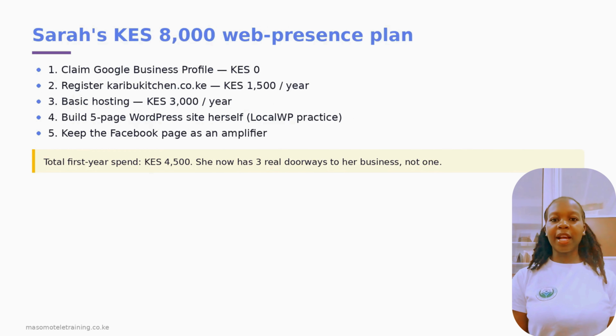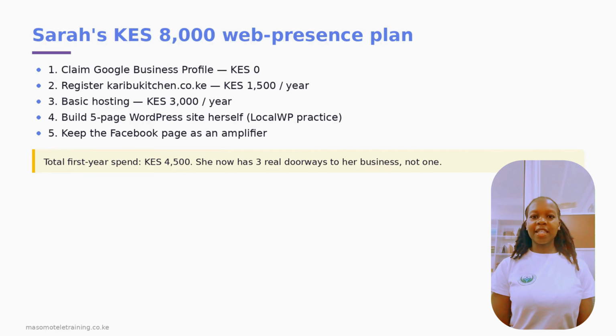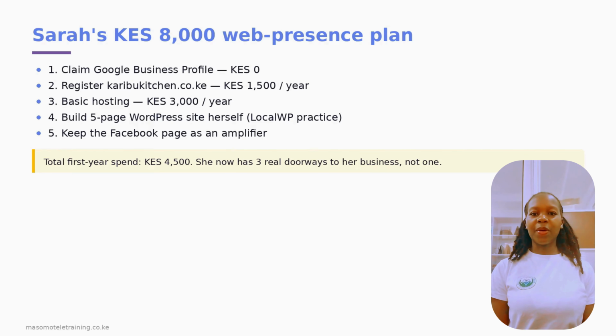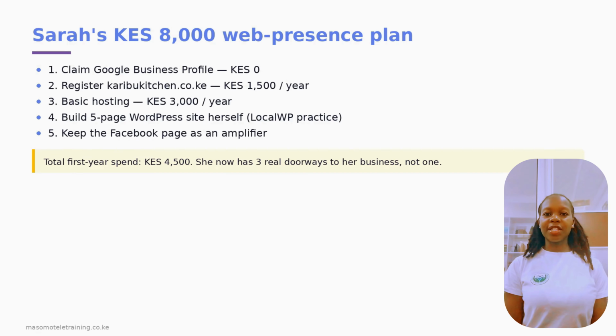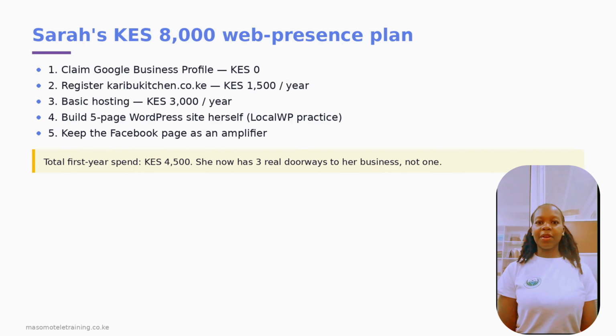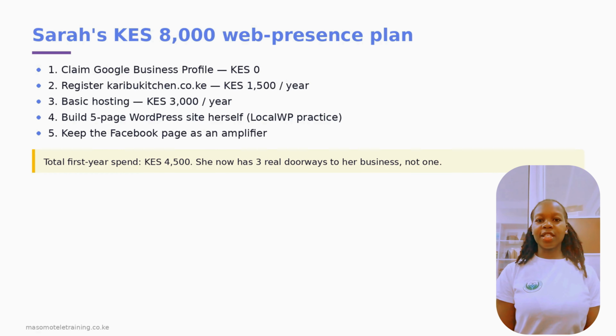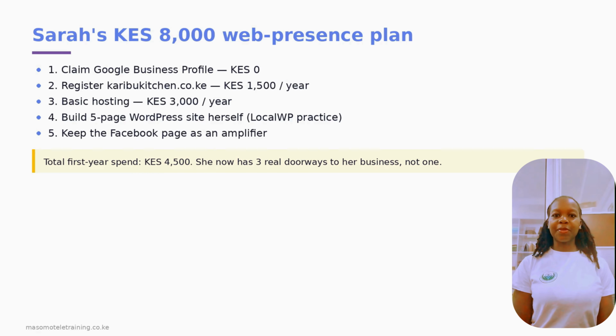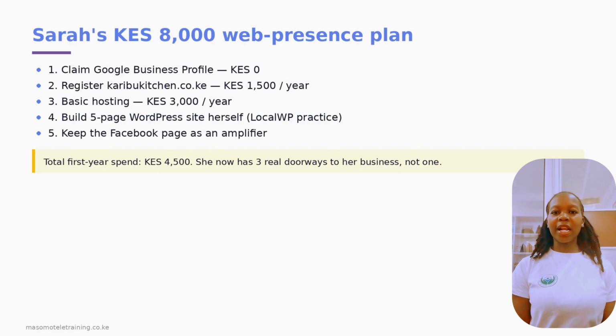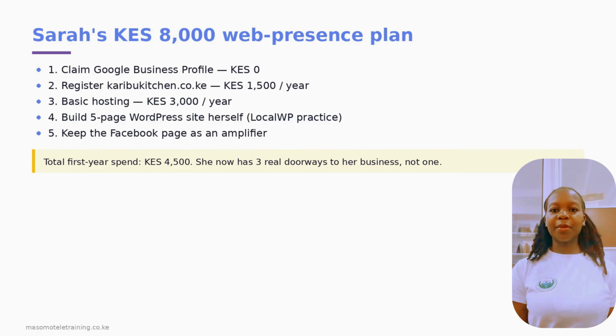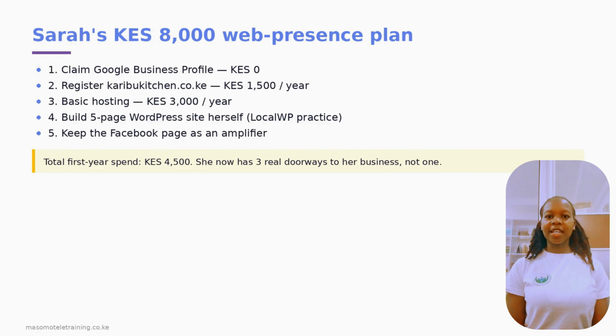Sarah's plan with the 8,000 shillings. 1. Claim her free Google business profile. This costs 0. 2. Register the domain karibukitchen.co.ke. 1,500 shillings a year. 3. Register basic hosting. 3,000 shillings a year. 4. Build a small 5-page WordPress site herself. Free using local WordPress for practice, then hosting to go live.